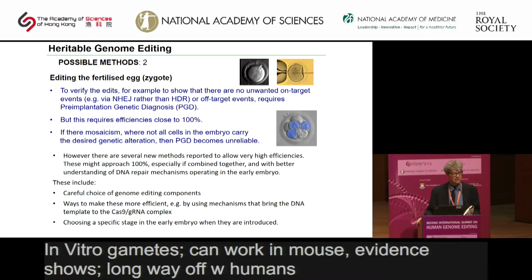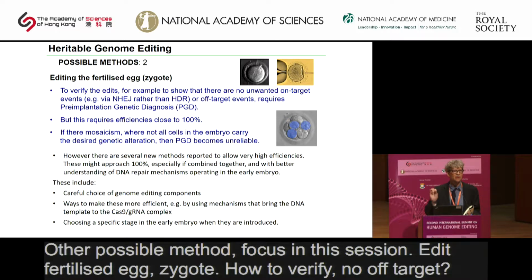Pre-implantation genetic diagnosis, in theory, could be used, but for that to work, you have to know that the embryo is not mosaic. If there's a mixture of different genotypes in your cells in the early embryo, then you'll never know whether you've taken one with an edit or one without an edit. You won't know what's actually happened in the rest of the embryo.